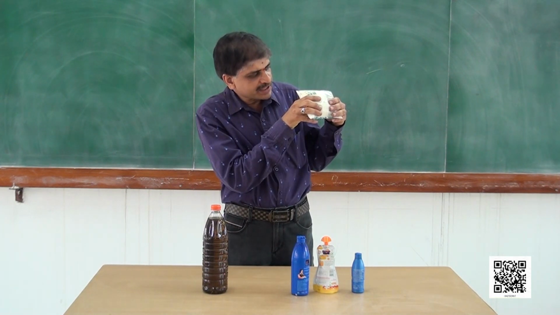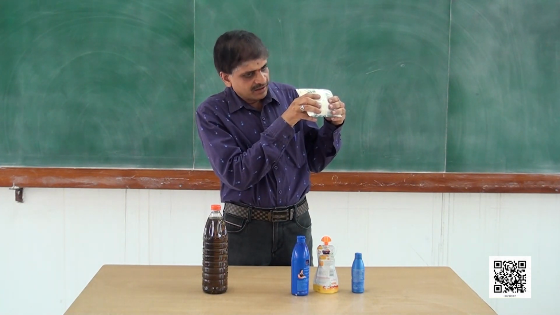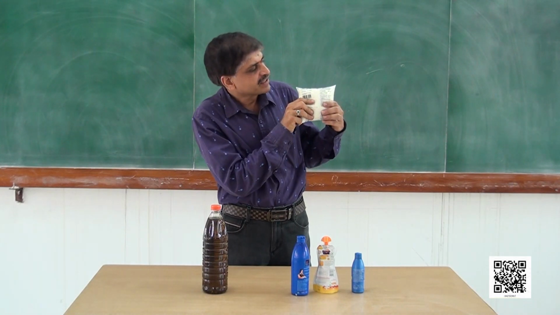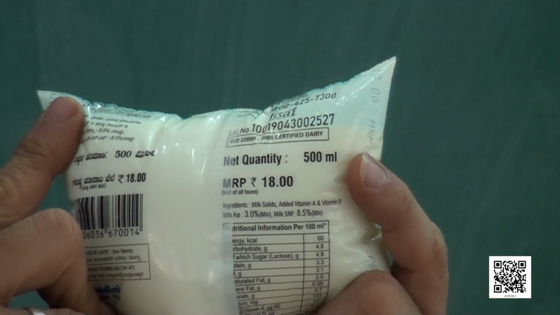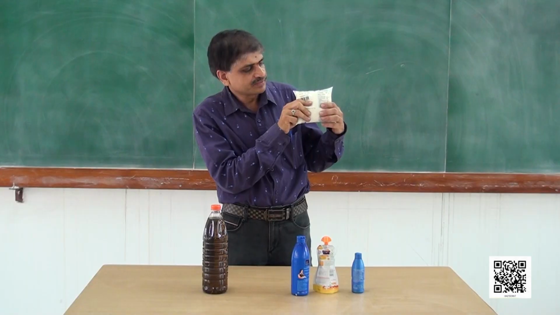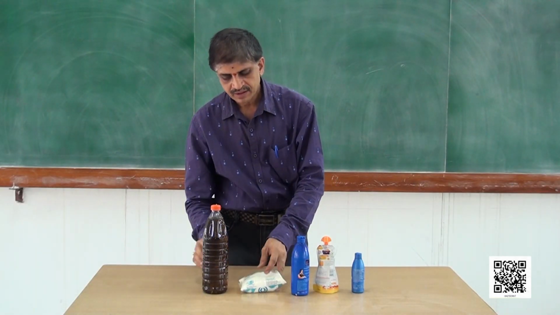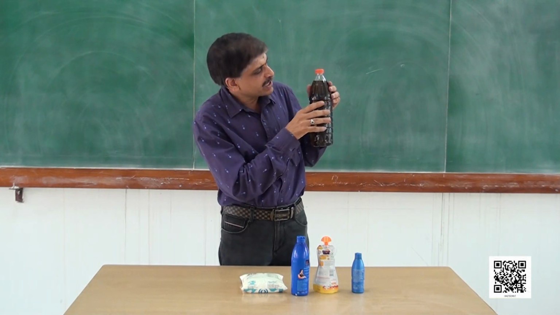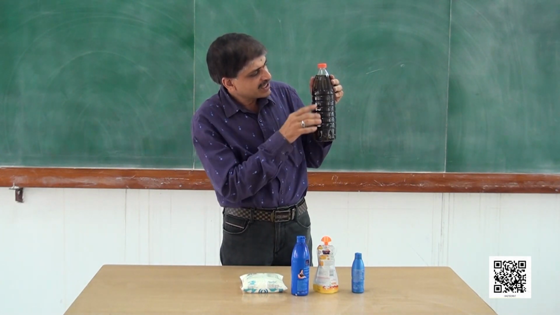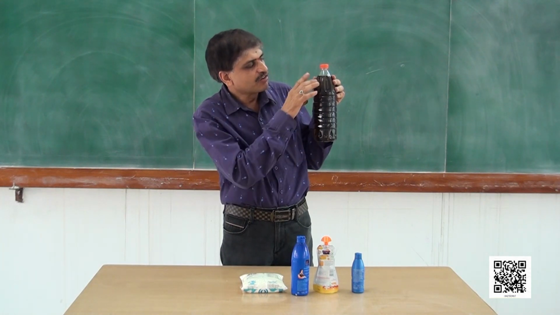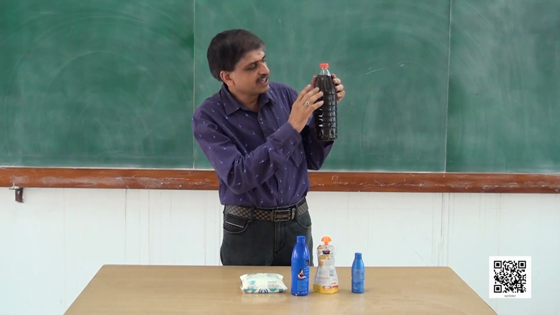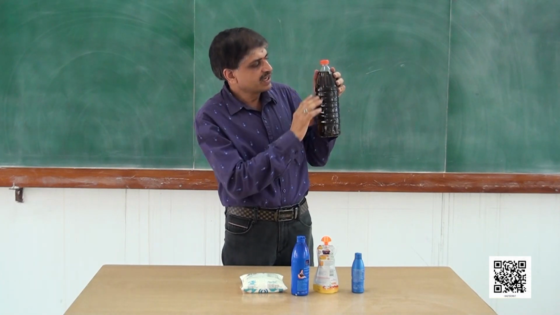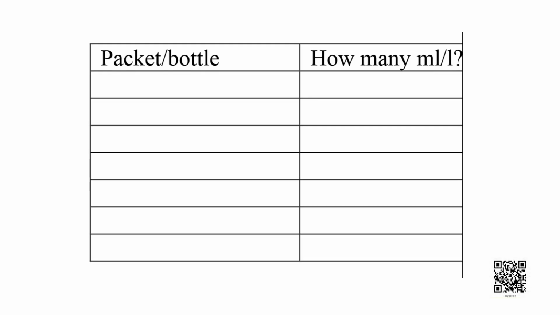What is volume of milk present in this packet? 500 milliliters. Let us see. It is written here 500 milliliters. Very good. Can you please tell me volume of oil present in this bottle? 1 liter. Good. Volume of oil present in this bottle is 1 liter. This is a 1 liter bottle. Children, now you make your own list of things which are available in terms of packets and bottles and their capacity.